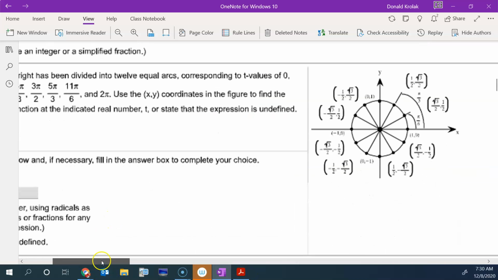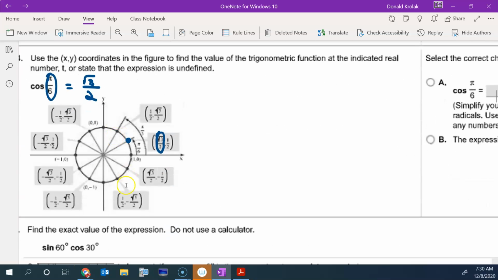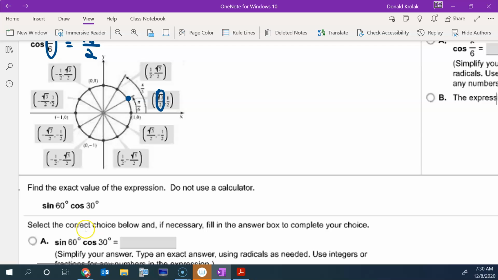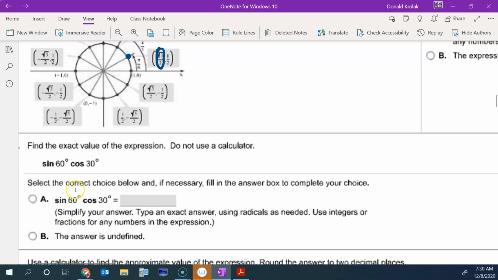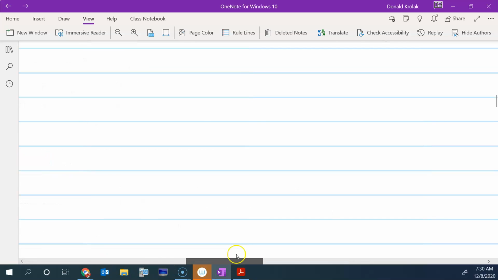Okay, number 5. Find the exact value of the expression. So you're going to go to your unit circle. You're going to get what this value is. You're going to get this value, and then you're going to multiply those two answers out. Okay, cosine 60, cosine 30.